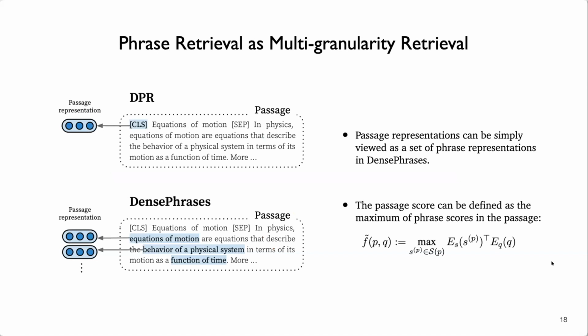Here is a comparison between dense passage retrieval and DensePhrases. For dense passage retrieval, we encode the whole passage using one single vector, taken from the CLS token. But for DensePhrases, we can view the passage representation as a set of phrase representations. So the very straightforward way to think about the passage score is as the maximum of the phrase scores that appear in this passage.